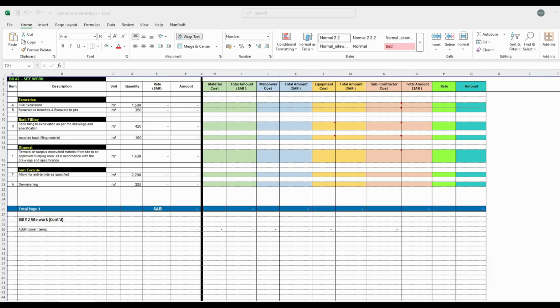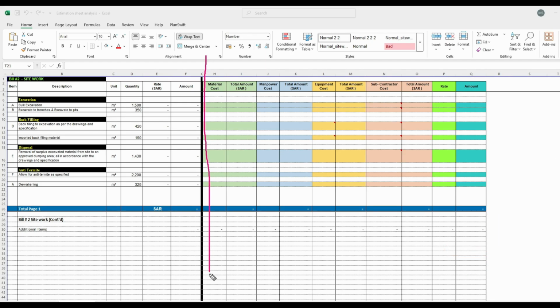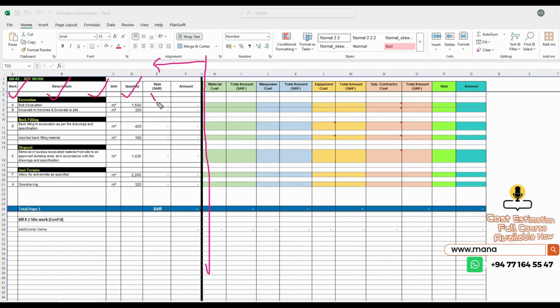Alright guys, so now I am going to just introduce the template of the estimation, the Excel sheet. You can see here the black color line. On the left side, we are fully familiar with this format. This is our BOQ format: the item description, unit, quantity, rate, amount. This is our general BOQ format, right?